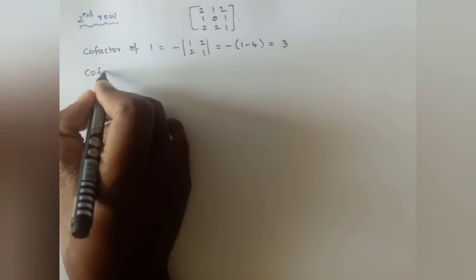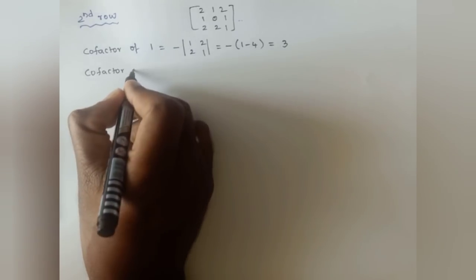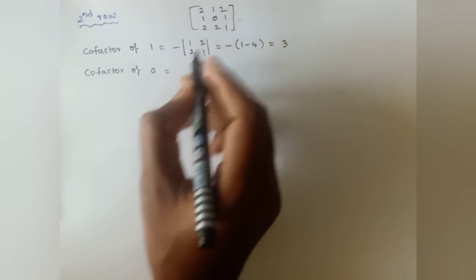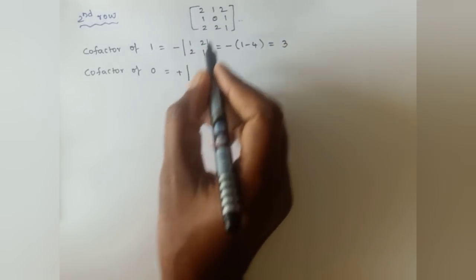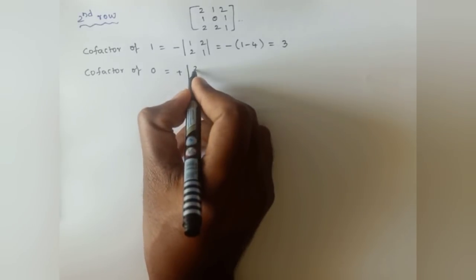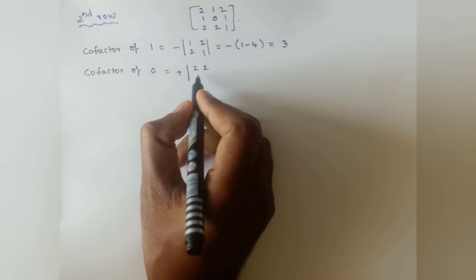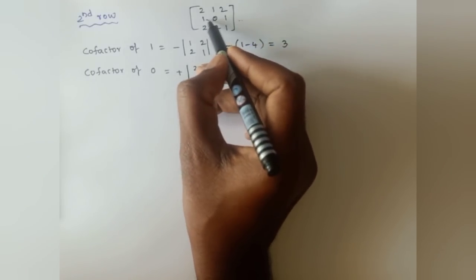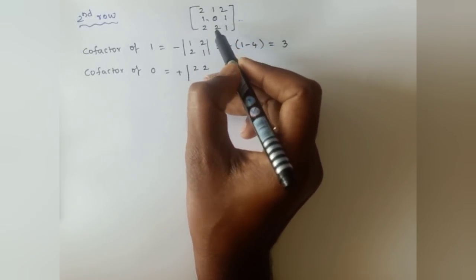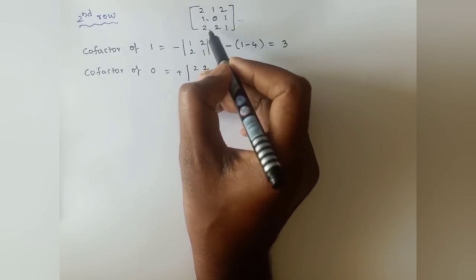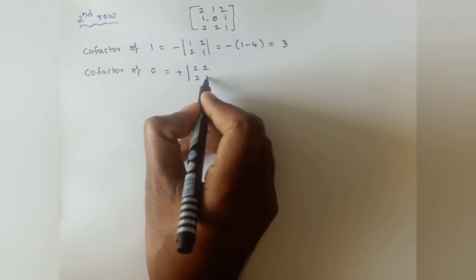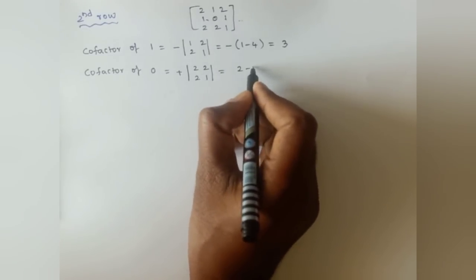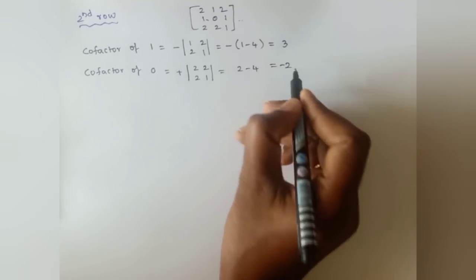Next, the cofactor of the next element, 0. The sign of 0 is positive, into the determinant obtained by deleting this row and this column, so you get the elements 2, 2, 2, 1. Now it is 2 into 1, so 2 minus 4, which is minus 2.